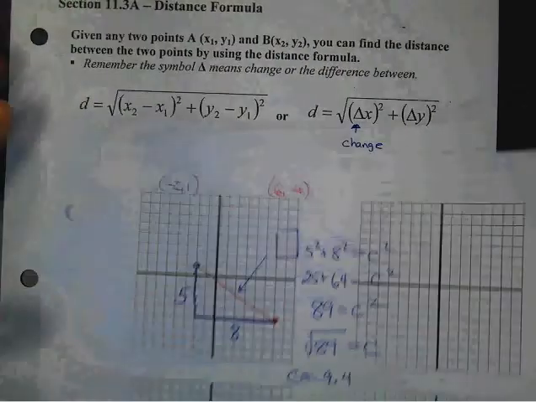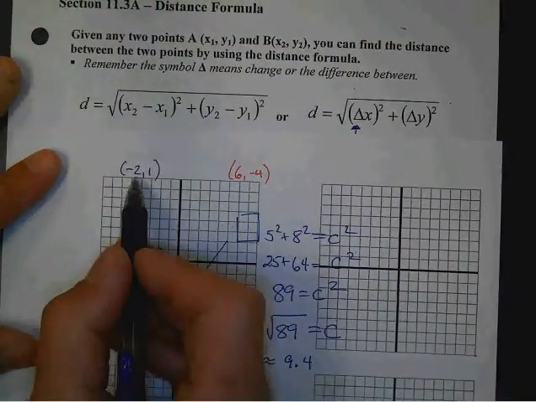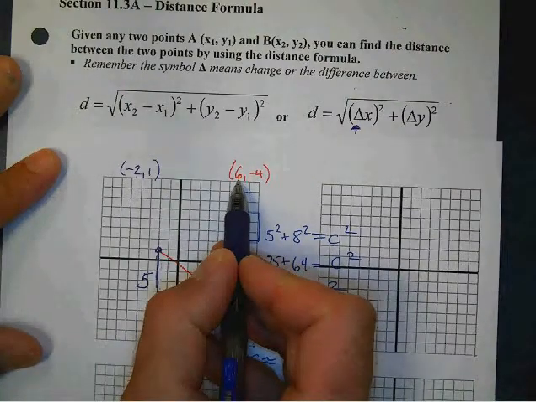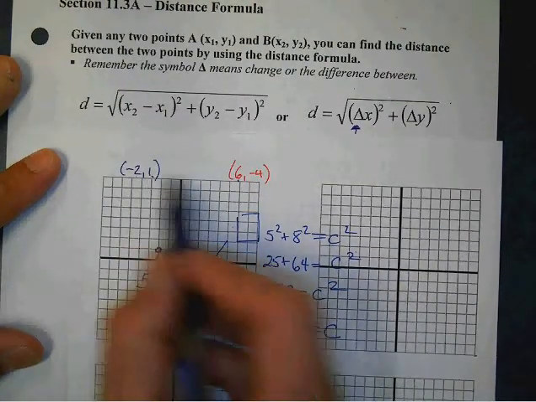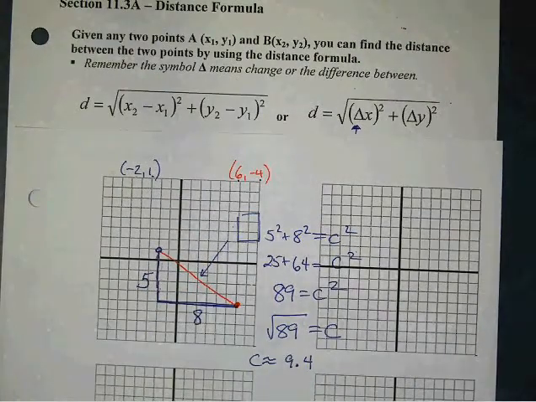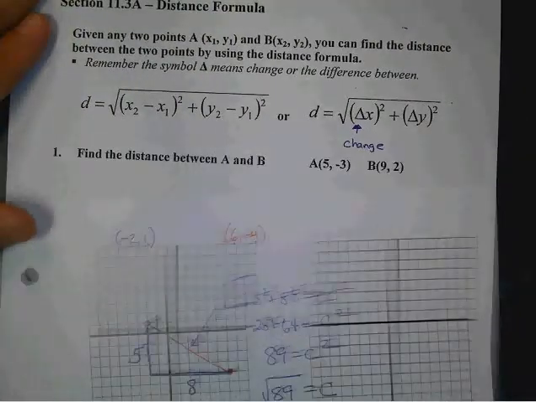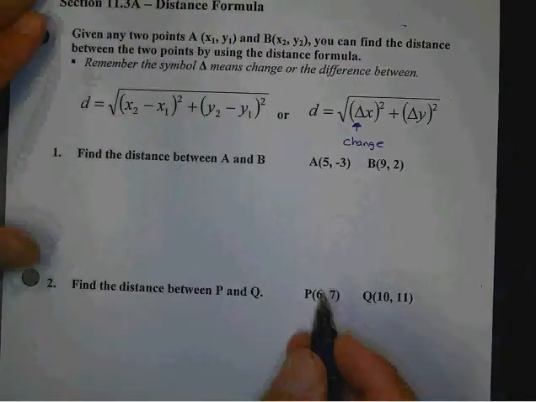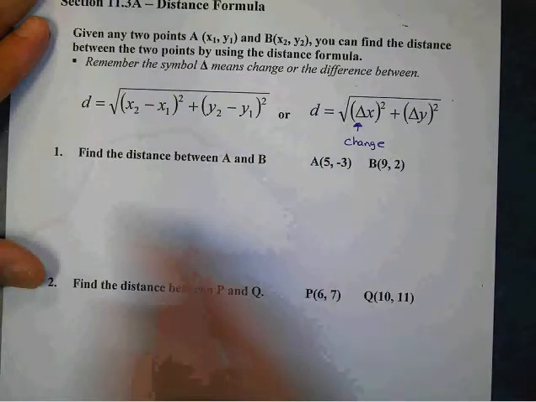Come back to here. What was the change between -2 and +6? 8. What was the change between 1 and -4? 5. Do I care that it's going right or going left? All I want is how far apart they are. I don't care which direction it is. I don't care if it's up or down. I just want to know how far, how big's the triangle. So as we come back, let's look at this equation here.